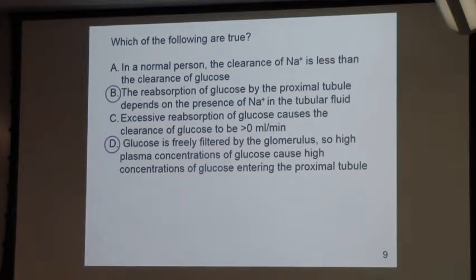The reabsorption of glucose by the proximal tubule depends on the presence of sodium. Yeah, we have the sodium-glucose co-transporter. Glucose is freely filtered. So this is what happens in diabetes. A high plasma concentration of glucose causes a high concentration of glucose to enter the proximal tubule. That's diabetes. Questions about these?